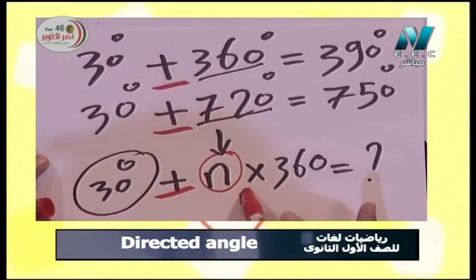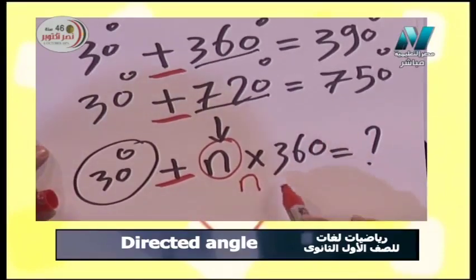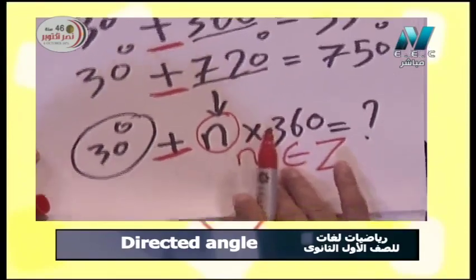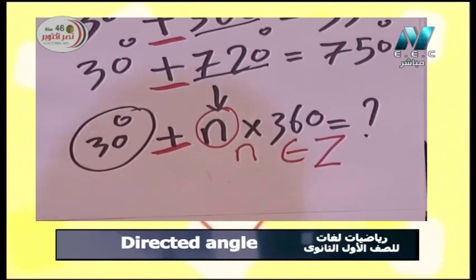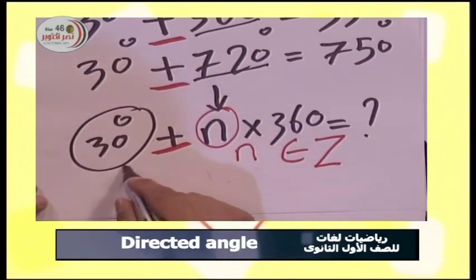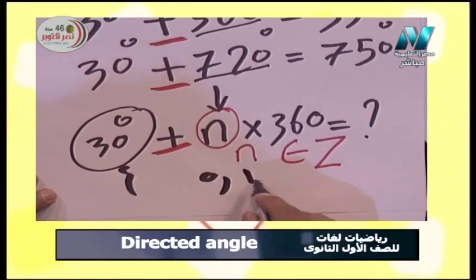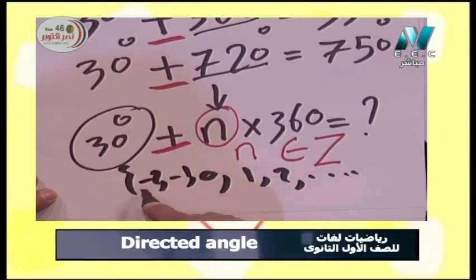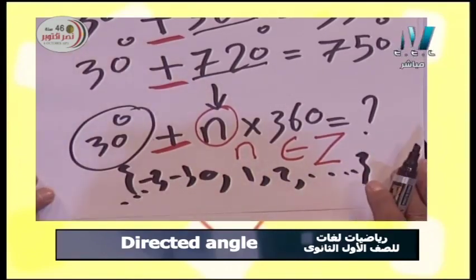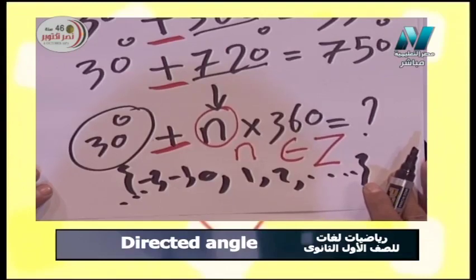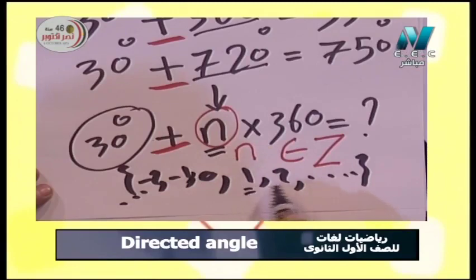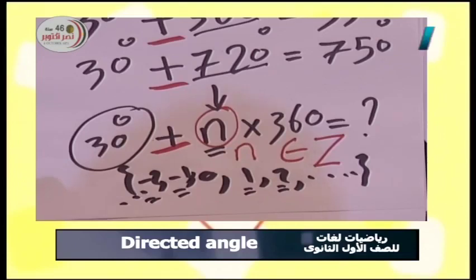We say n belongs to Z, where Z is the set of integers: 0, 1, 2, and so on, or negative 1, negative 2, and so on. So we can put 0 instead of n, or 1 or 2 or negative 1 or negative 2, and so on, to find equivalent angles.